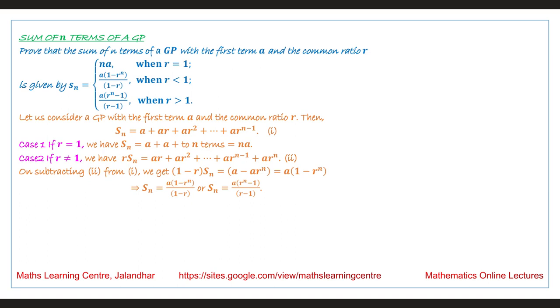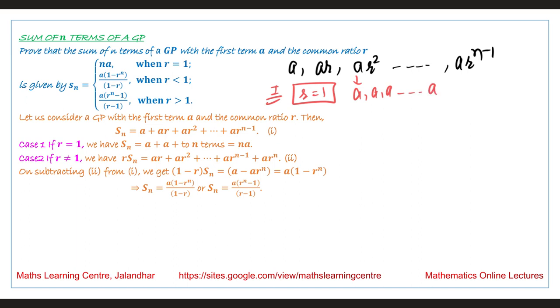Now the next topic is the sum of the n terms of a GP. Suppose we have a GP whose terms are A, AR, AR square, so on up to AR raised to the power n minus 1. There are n terms over here, and we want to calculate the sum. The first case is if r is equal to 1, then all these terms are a, so on up to a, and these are n terms. So the sum of all these values will be n into a.